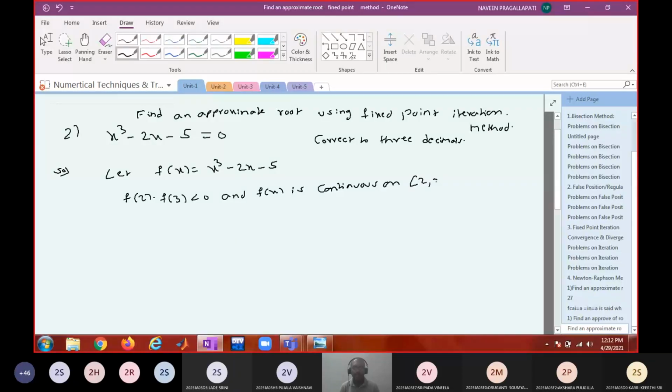Two to 3. Therefore f of x equal to 0 has a root in the interval 2 to 3.